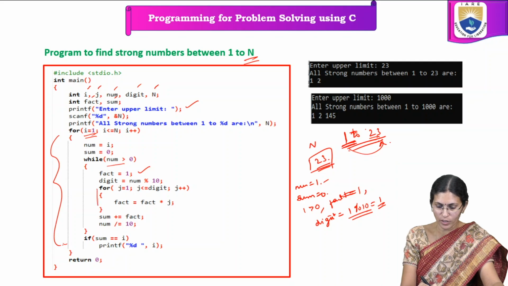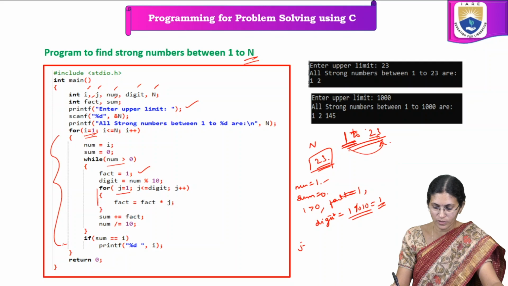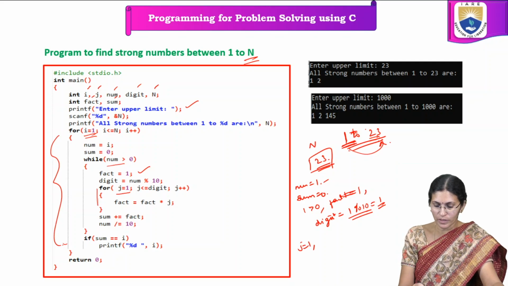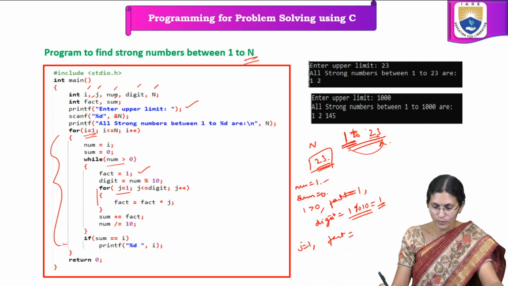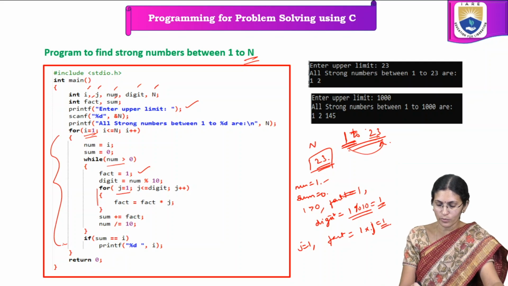So therefore this for loop will repeat one time, for j equal to 1 to 1. The initial value of fact is 1, so fact is 1 into j. The j value is also 1, so this will be 1. So factorial is equal to 1 now.